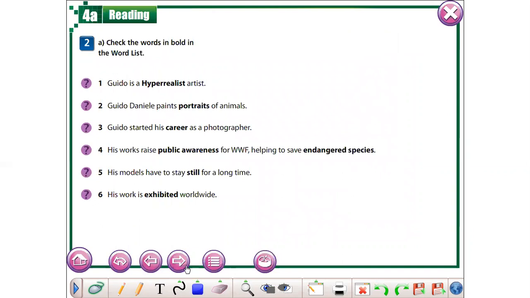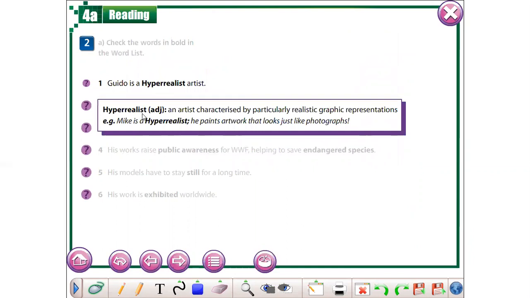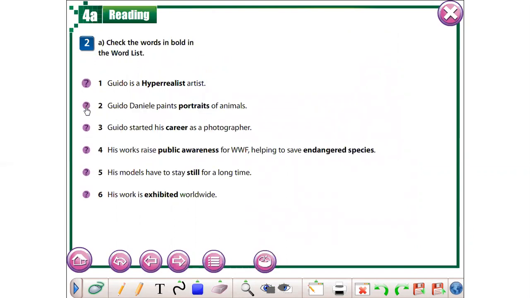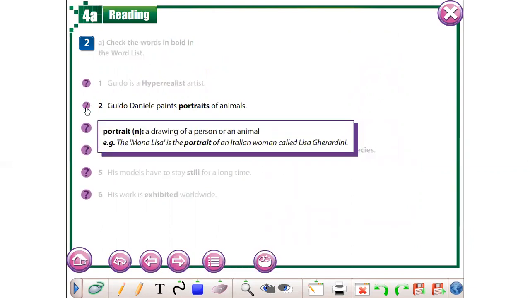Now we're going to read the following sentences. 1. Guido is a hyper-realistic artist. Now, what is a hyper-realistic artist? A hyper-realistic artist is characterized by particularly realistic graphic representations. Number 2, Guido Daniele paints portraits of animals. What's the meaning of portraits? A portrait is a drawing of a person or an animal.